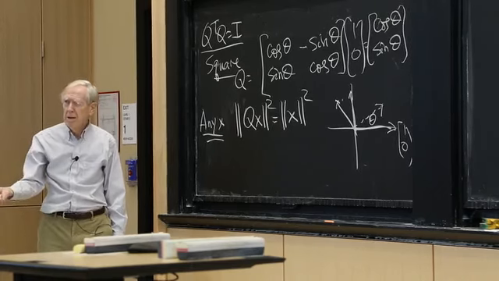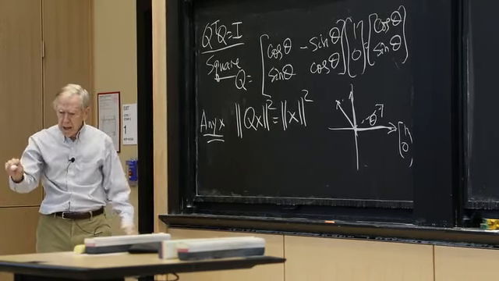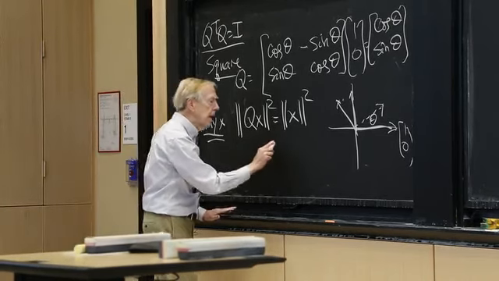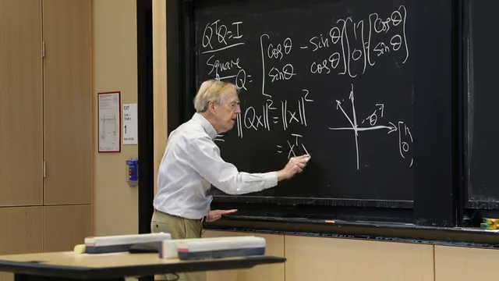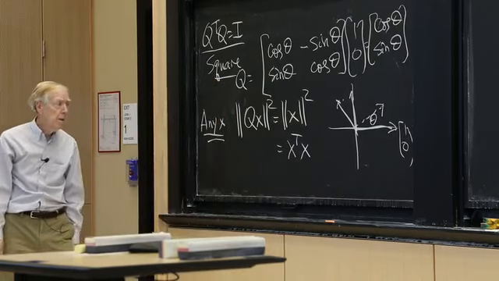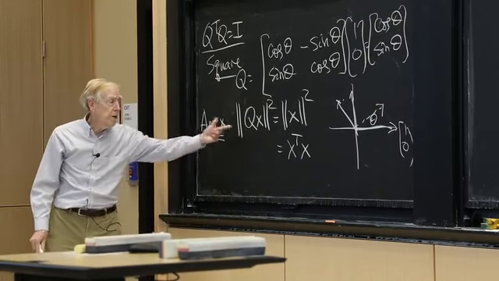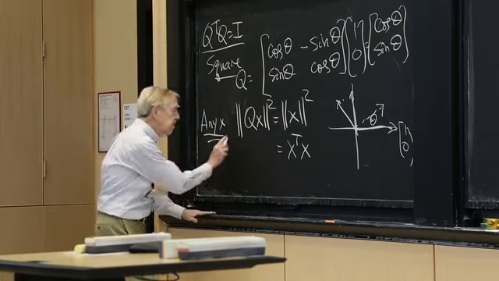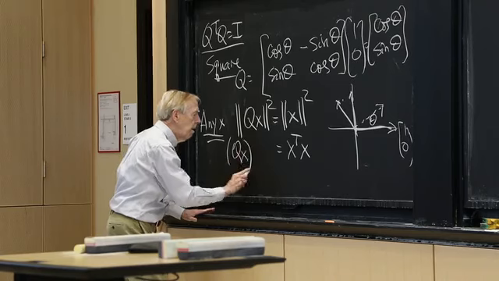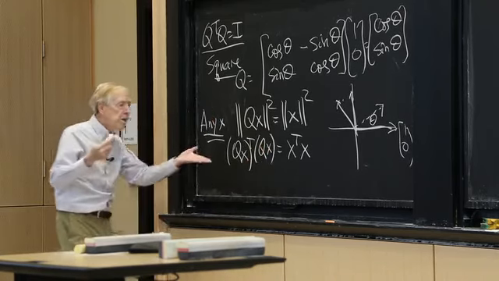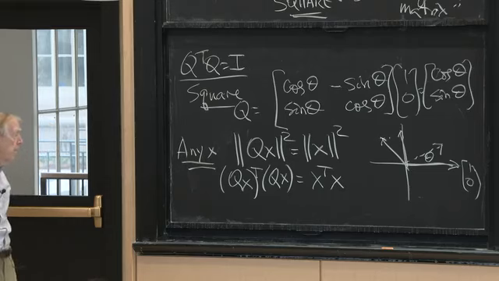X transpose X, right? X transpose X gives me the sum of the squares. Pythagoras says that's the length squared. So that right-hand side is X transpose X. What's the left side? It's the length squared of Qx. So it must be the same as Qx transpose Qx. And the claim is that that equation holds. And do you see it?